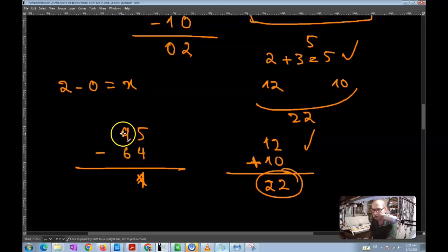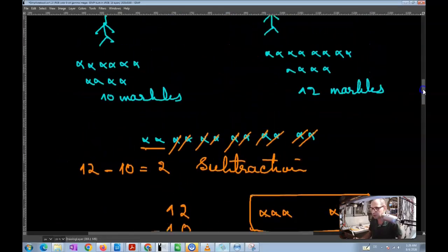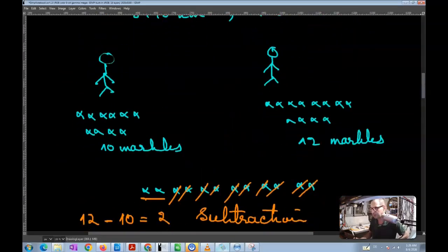Or if it's not easy for you to say what is 9 minus 6, you can simply say what is the number that I need to add to 6 to get a 9. And that number would be a 3. So the difference between 95 and 64 would be 31. And to find that difference, I need to do subtraction. Okay, so that's the concept of subtraction.